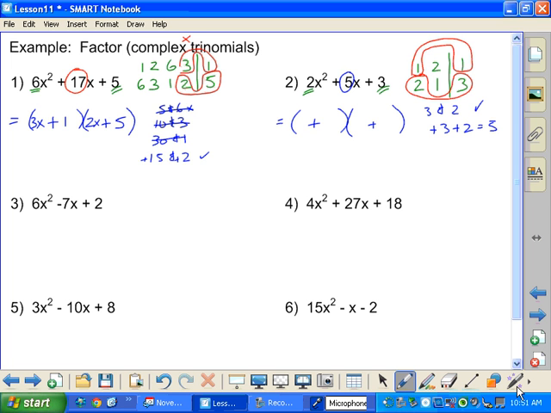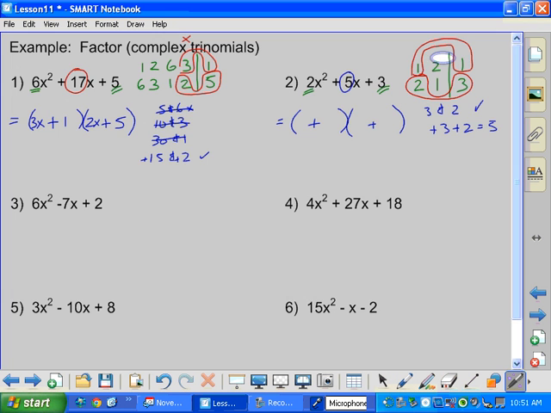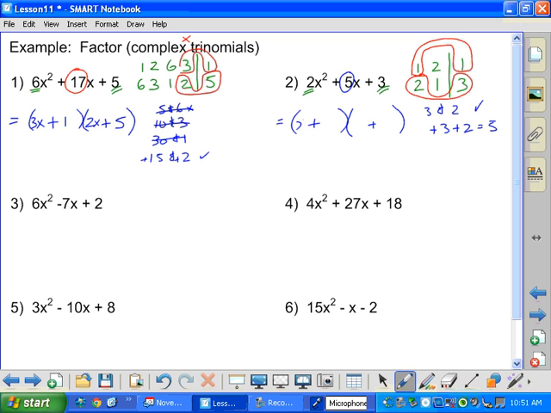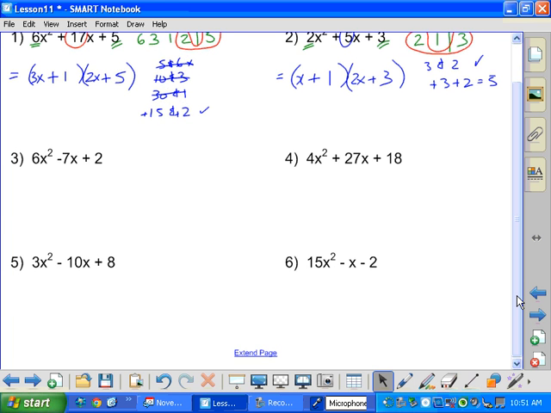So the top red, I'm looking at this one right here. That means I'm going to have 1x plus 1. So 1x plus 1. And in the second bracket, I'm going to have 2x plus 3. So 2x plus 3. And there you go. All done. All right.